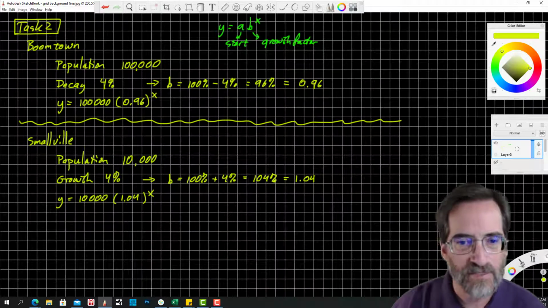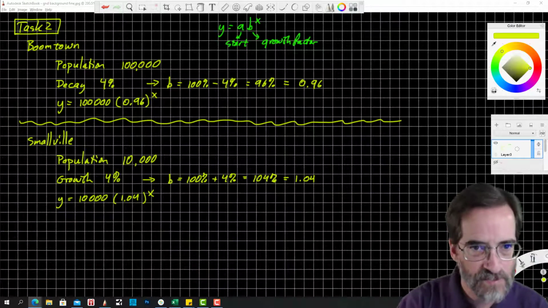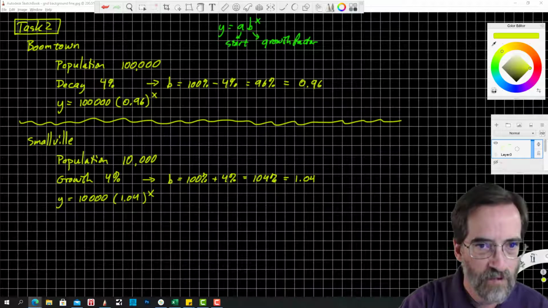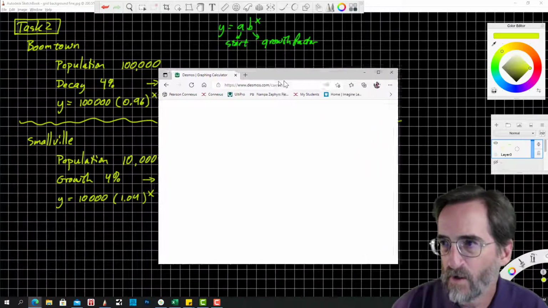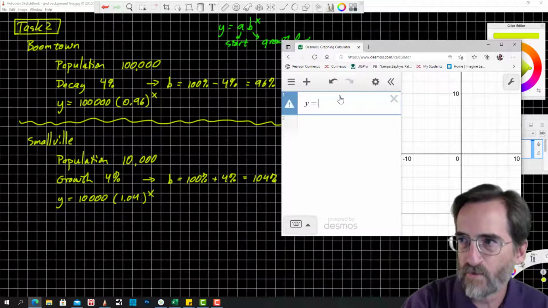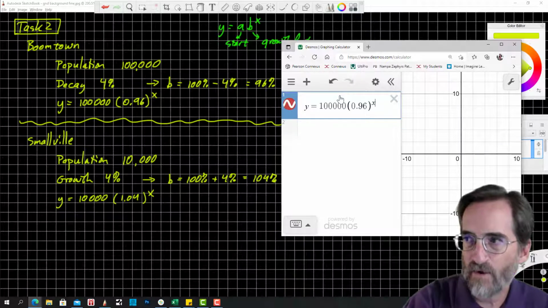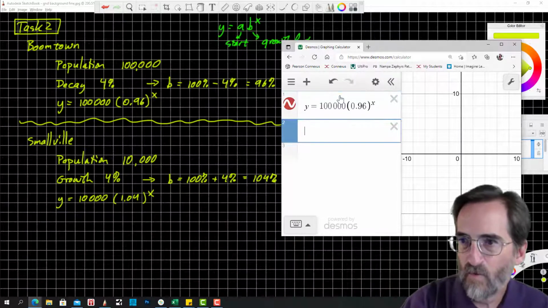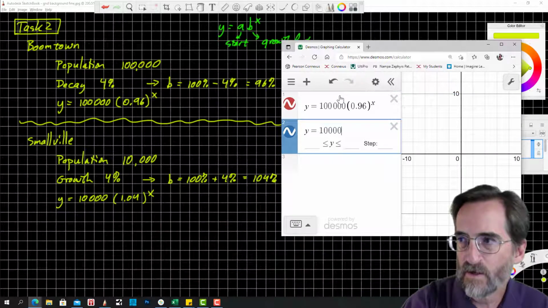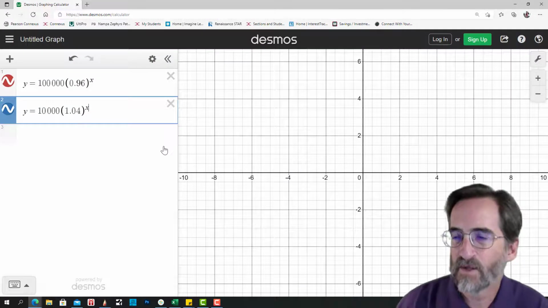The next part is in Desmos. And I'm just going to type desmos.com/calculator in a window. And we're going to bring up our Desmos screen. We're going to enter the 2 formulas. y equals 100,000 times 0.96 to the power of x. And y equals 10,000 times 1.04 to the power of x. And we're going to compare these 2 formulas.